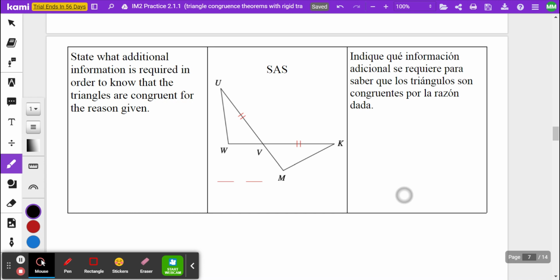Next, I want to use side angle side. I have sides given. I know that vertical angles are congruent, so I have an angle in sequence. The next thing I need is the side on each triangle that follows the angle, so that the angle will be included. Okay, so I need WV to be congruent to VM. So I need WV congruent to VM.